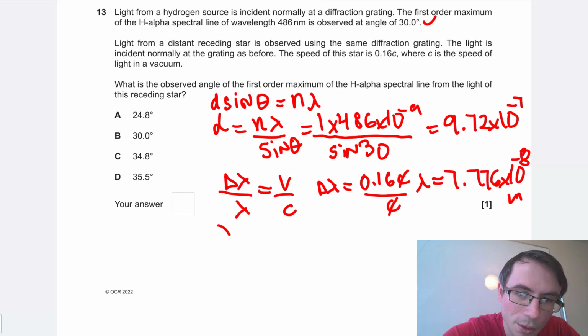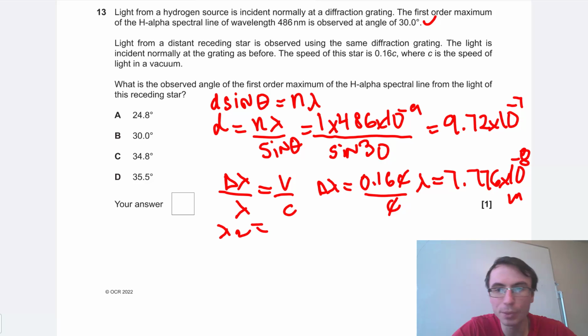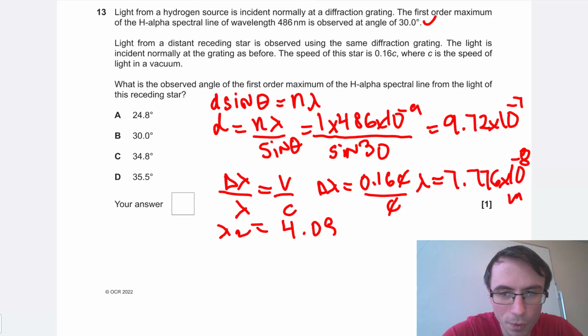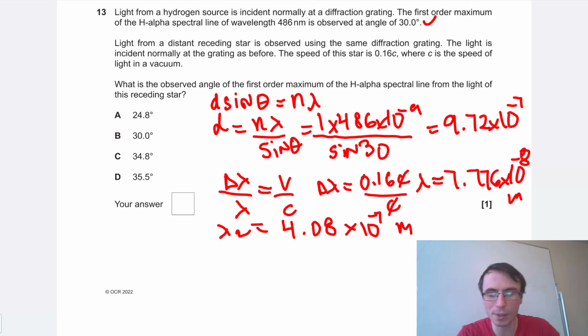So this means that my new wavelength, let's call that lambda 2, will be 486 times 10 to the power of minus 9, take away 7.776 times 10 to the power of minus 8. What does that give me? Around 400 nanometers, 4.08 times 10 to the power of minus 7 meters. Okay, so that's the new wavelength after the Doppler shift.